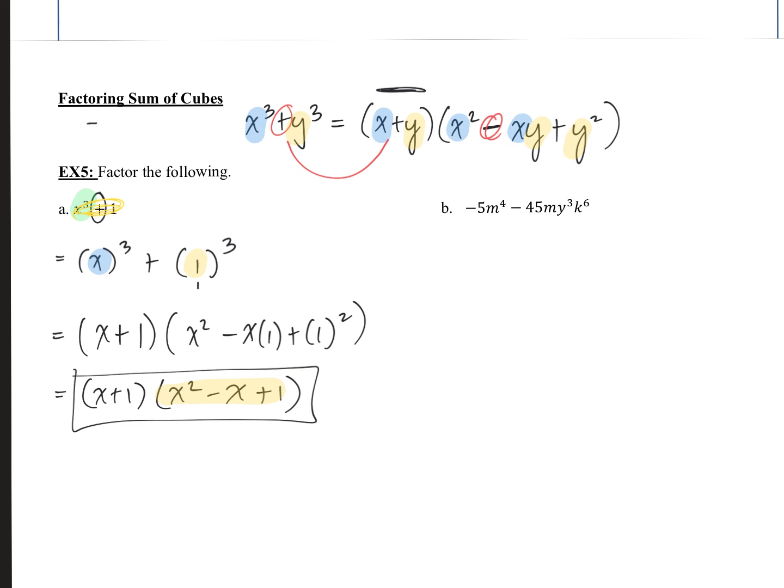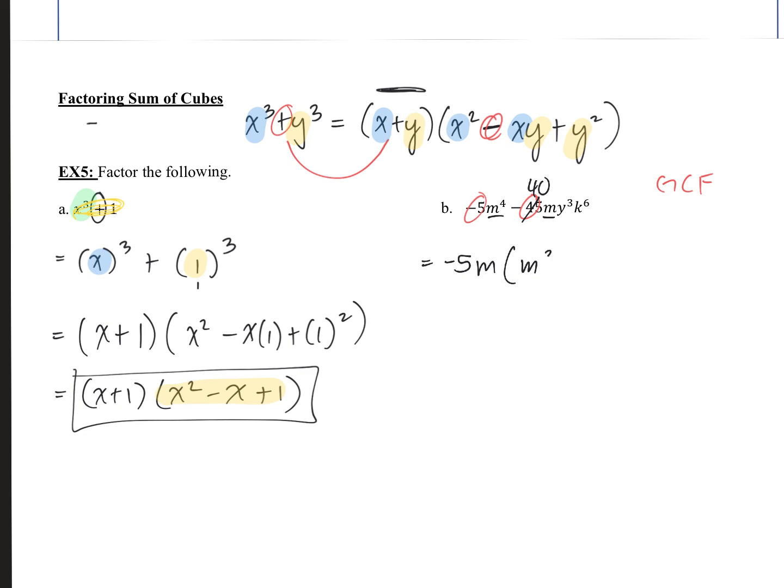Now let's check the last one. Ooh, this one looks kind of interesting. It's a binomial. But as usual, we always check to make sure that there's no GCF, or if there is a GCF, we factor it out. Now both of these, real quick, sorry, that should be a 40, not a 45. Both of those have a 5 that can be taken out of it. So we'll go ahead and take out that negative 5. And we can also take out the m. Other than that, there is nothing else in common.